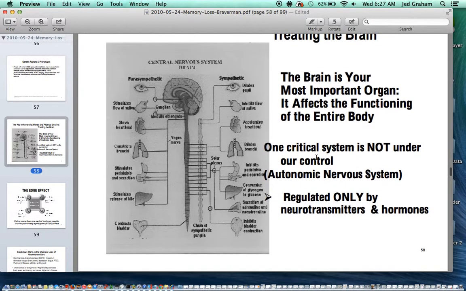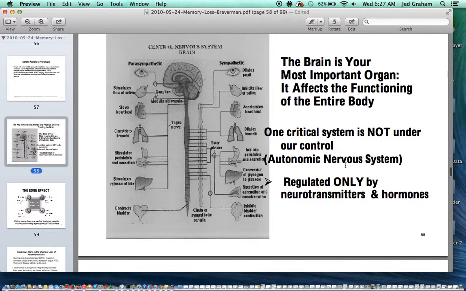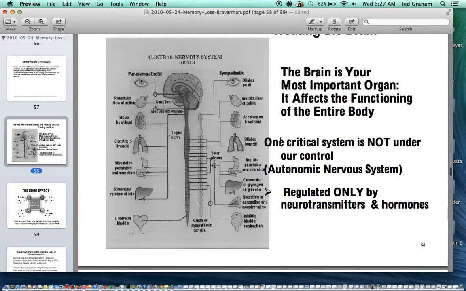Now, this picture is a picture of the autonomic nervous system. There's basically 2 nervous systems you have in your body. One's the gas and one's the brake. They're also called your parasympathetic and your sympathetic nervous system. The sympathetic is basically the gas, what makes it go. The parasympathetic is the brake, which slows it down.